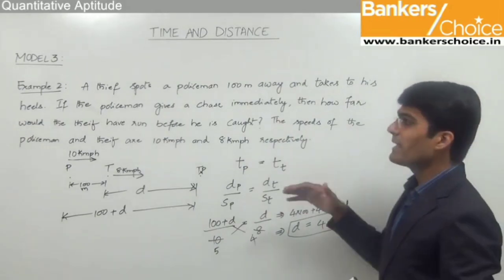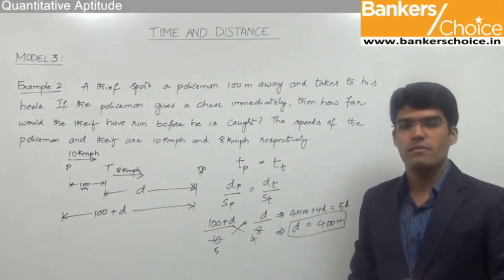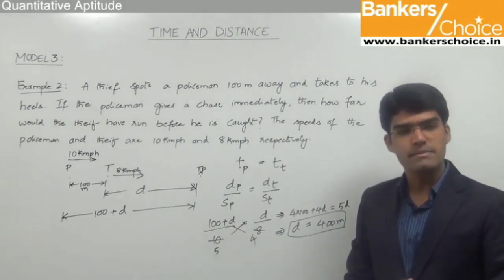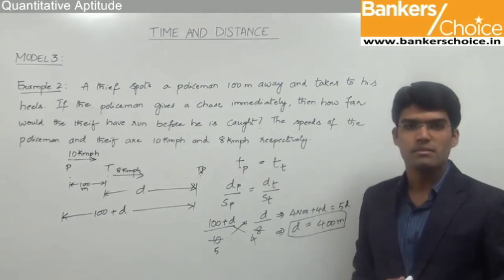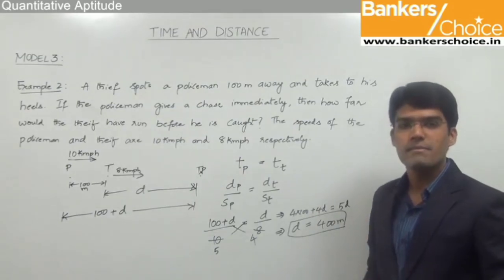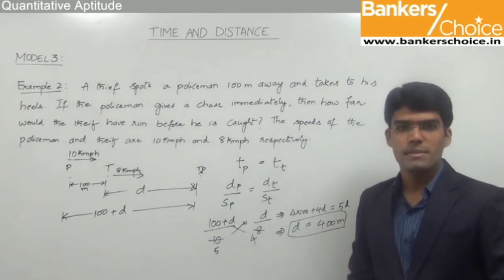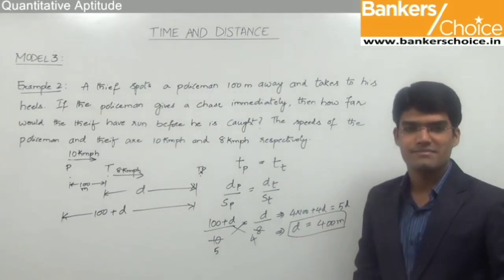So friends, remember that to solve these types of questions where two bodies start at the same time and they meet at a particular point, we can simply equate the time taken by each of the bodies to reach the meeting point and get the desired answer.